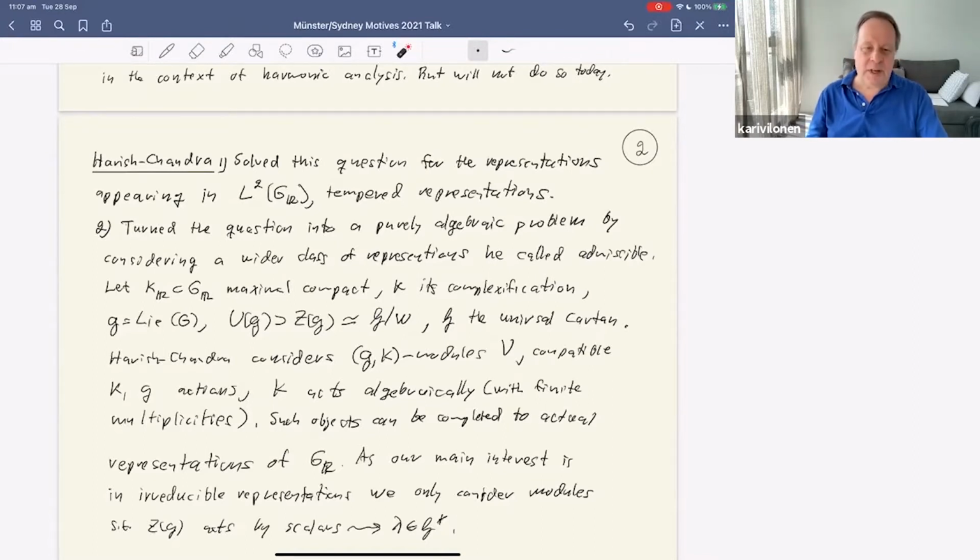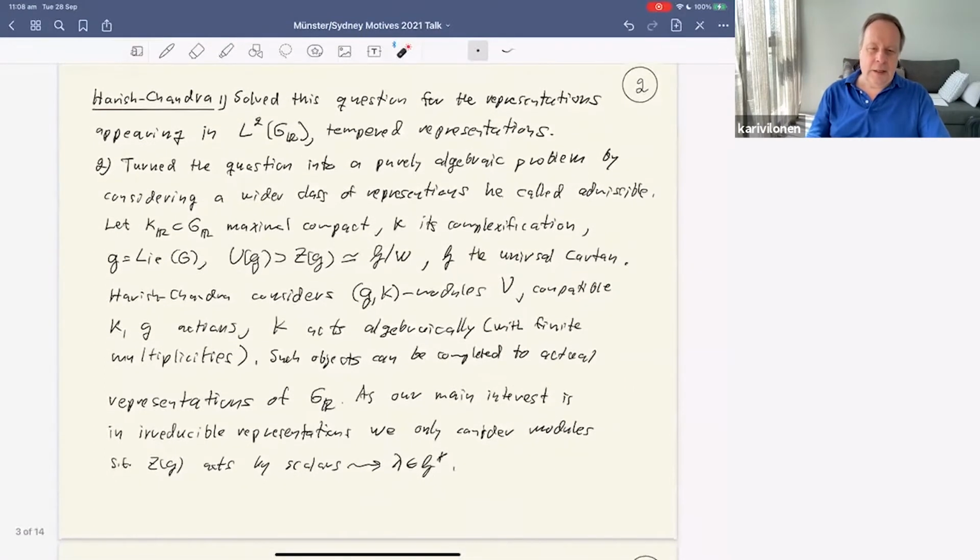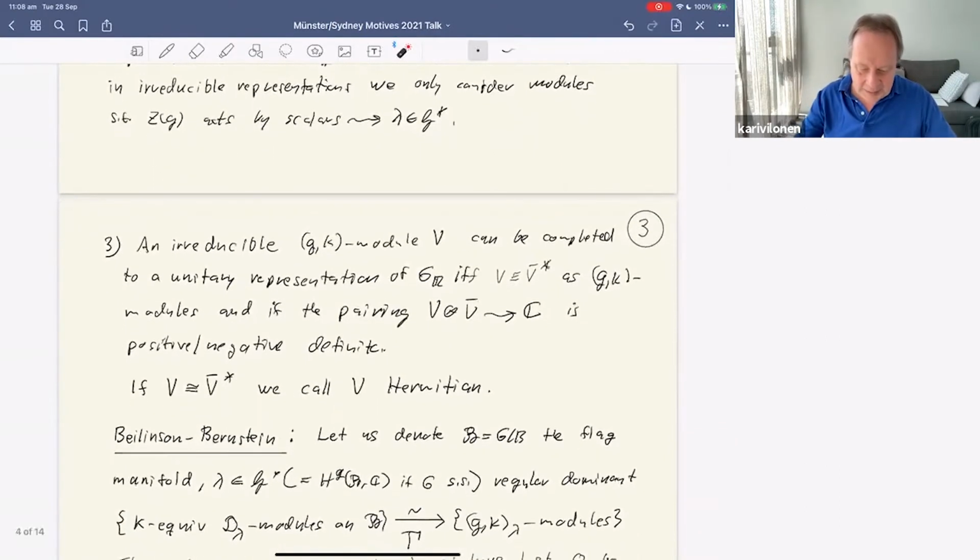One way to think about these (g,K)-modules is that they are algebraic vectors inside your representation, which usually, let's say, lives on a Hilbert space. Because I'm only interested in irreducible unitary representations, let's only consider modules such that the center acts by scalars. Let me denote by lambda the element in h*, which gives rise to this character on the center. This is a mostly representation theory audience, so all of this is pretty clear to people, I guess.